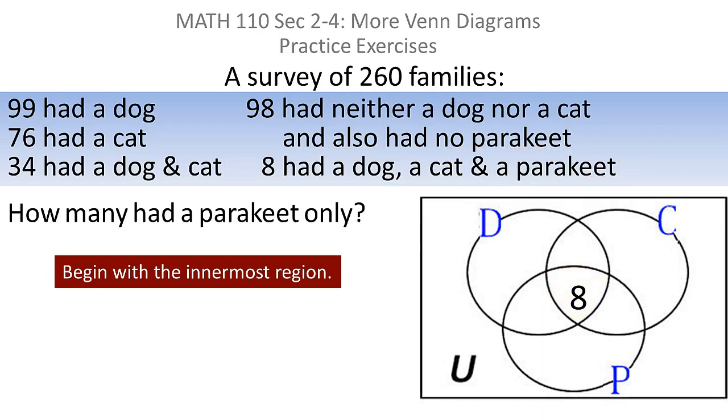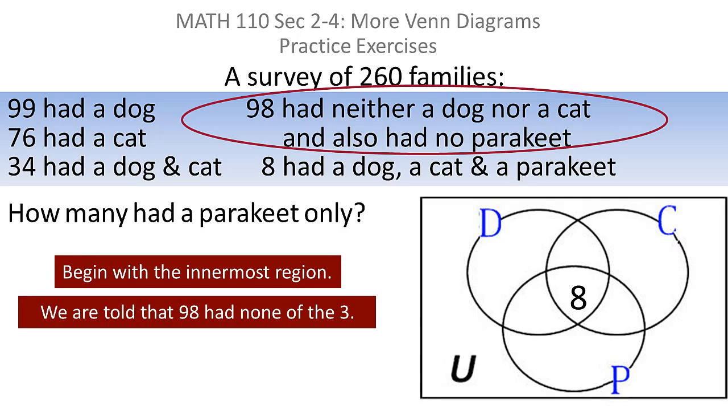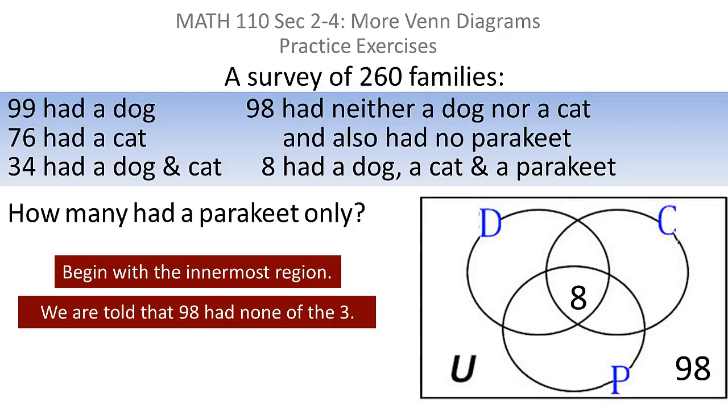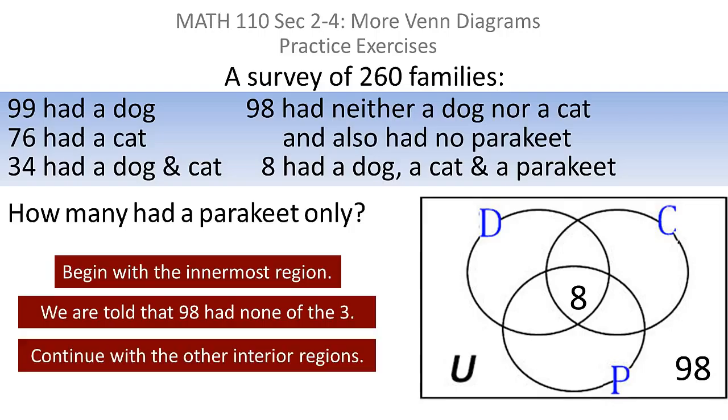Now, I don't have as much information as I've had in some of the other problems, but I do know that 98 didn't have a dog, didn't have a cat, didn't have a parakeet. So those 98 go outside of all 3 circles. Now I'm left with the 3 pieces of information in the left-hand column that I haven't used yet. That's going to help me get at least started with some of these other interior regions.